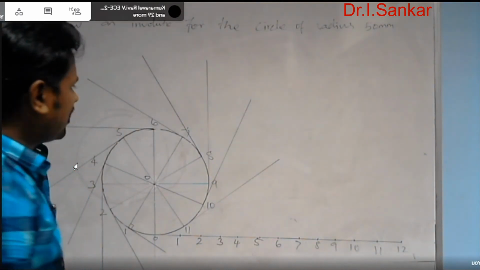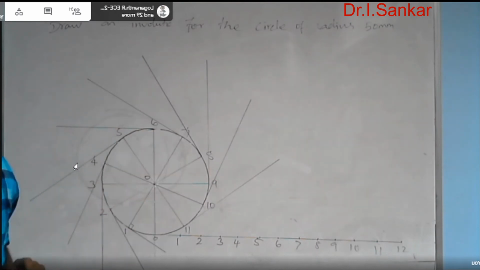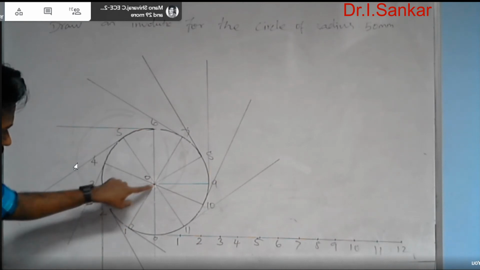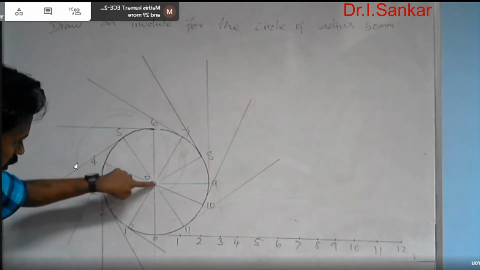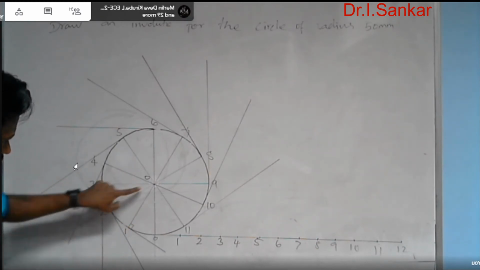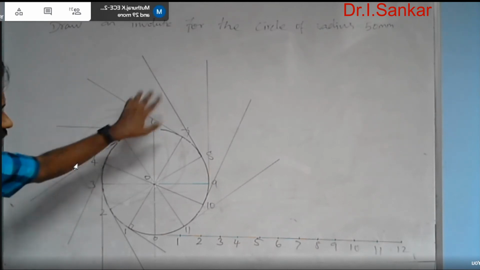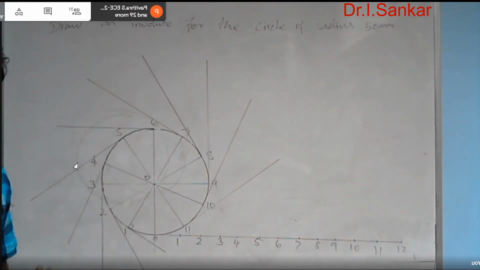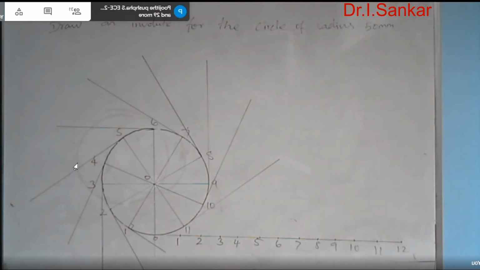See, in this way I have drawn some rough lines from each and every terminal of the sectors, and I made every line perpendicular to the corresponding center line. This line is perpendicular to O1 and that line is perpendicular to O2. The same way from 3, from 4, from 5, from 6, 7 up to 12, I have drawn the 12 lines. And now what I need to do next is use your compass.